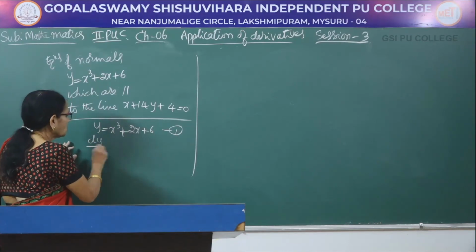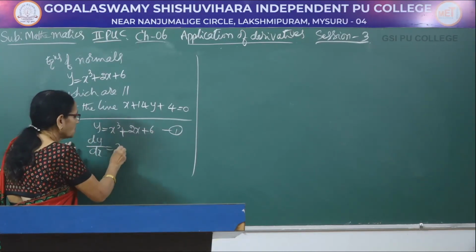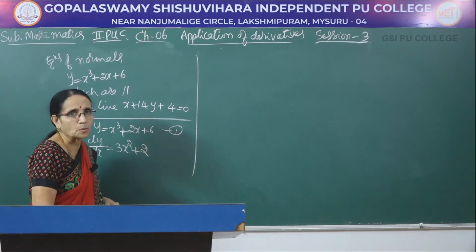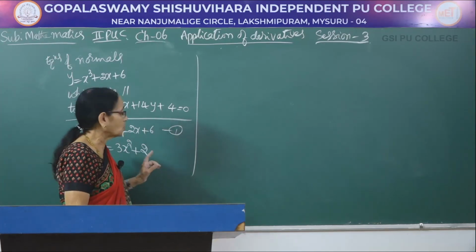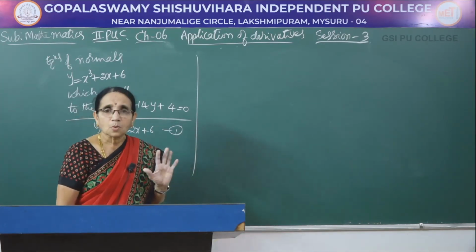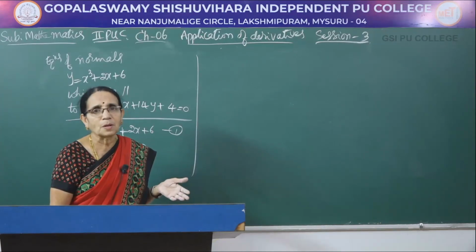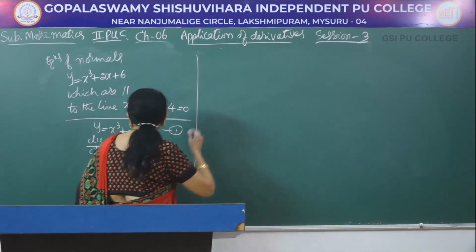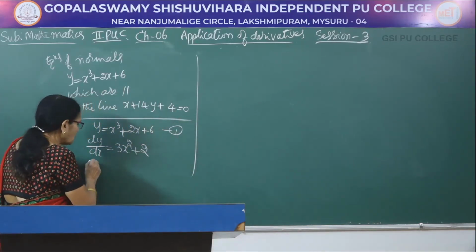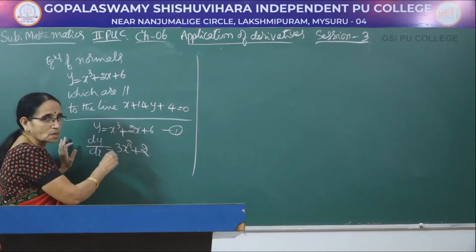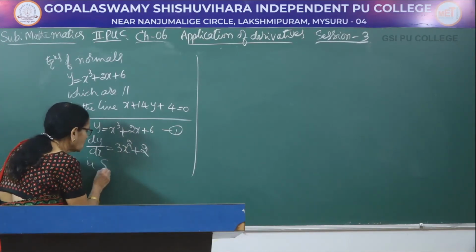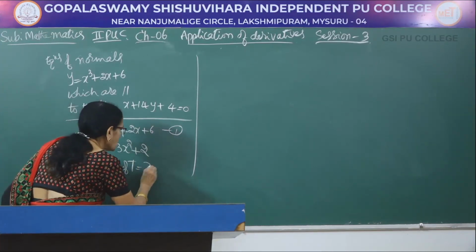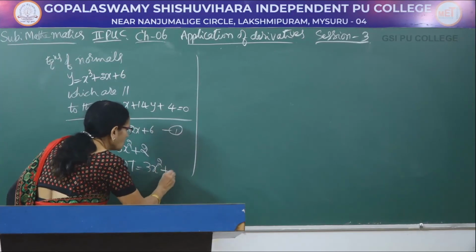Now, differentiate with respect to x. dy by dx is 3x square plus 2. Look here, when you differentiate, I have told you repeatedly, the geometrical meaning of dy by dx always gives you the slope of the tangent. So you write dy by dx equal to 3x square plus 2. The point is not given, so it is in general. That is, you write the slope of the tangent. Slope of the tangent is 3x square plus 2.